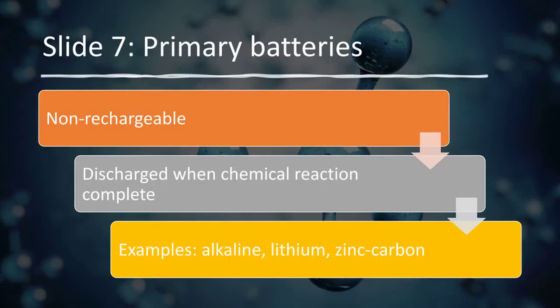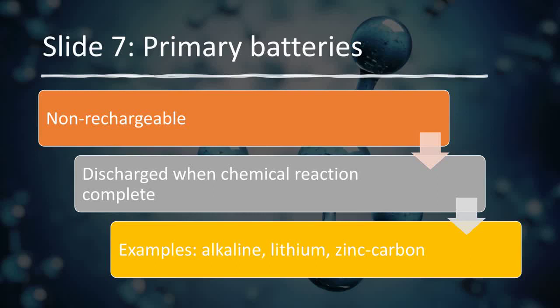In this slide, we will be discussing primary batteries. Primary batteries are non-rechargeable batteries that are designed to be used once and then disposed of. Once the chemical reaction between the anode and cathode is complete, the battery cannot be recharged and must be discarded. Primary batteries are commonly used in low-drain devices such as remote controls, flashlights, and smoke detectors.